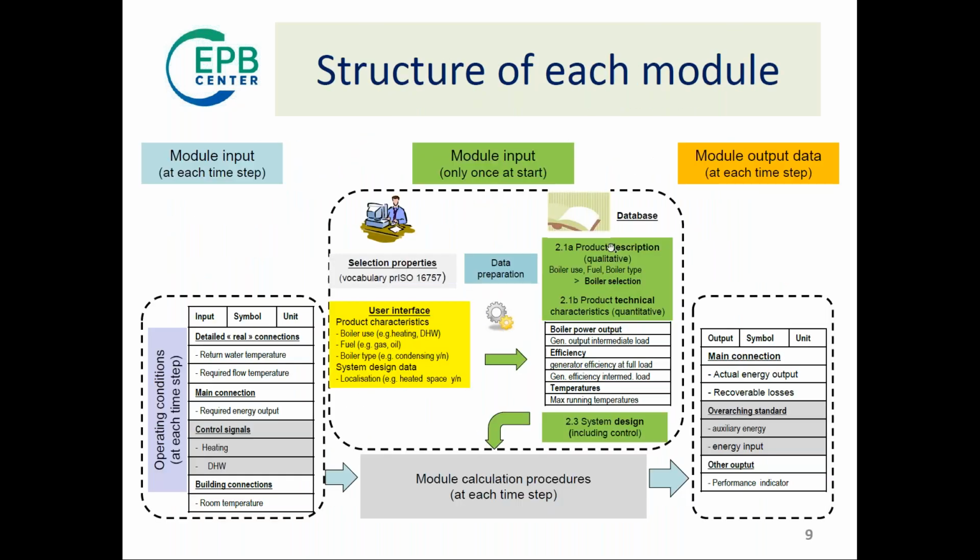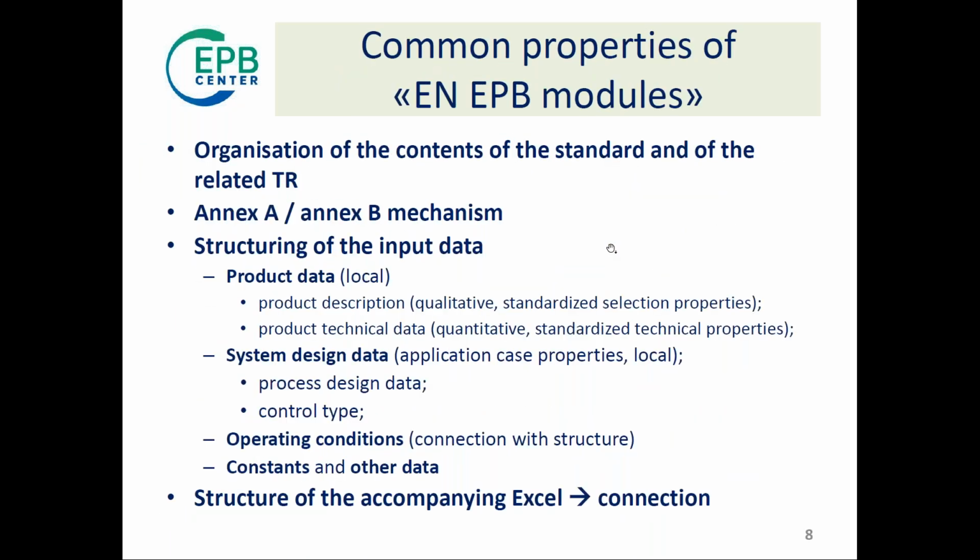that have been produced. And which are the common properties of EN EPB modules? In short, first of all, of course, the organization of the contents of the standard and the related technical report explaining what the contents of the standard are, the Annex A, Annex B mechanism to provide national options, and quite important, the structure of the input data, because the big issue when you are in the front end, trying to use a standard, is really inputting the data. And typically you will need product data, and by local, I mean the data that you give when you are dealing with this module. If I'm dealing with a boiler module, I will only give data on this boiler.